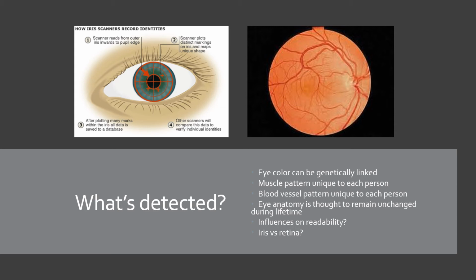Influences on readability are substantial and should be noted. So to take an iris scan, it's pretty quick and dirty. You're just going to show up in front of a camera. You're going to open your eyes. You're going to look into the camera. You can be a comfortable distance away.